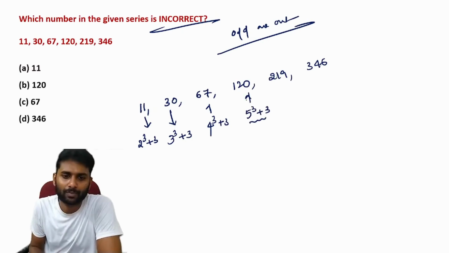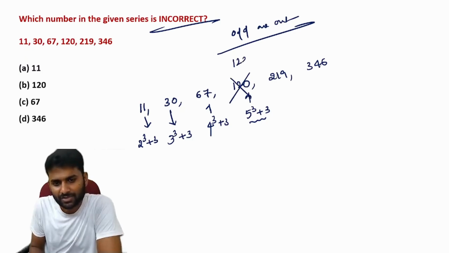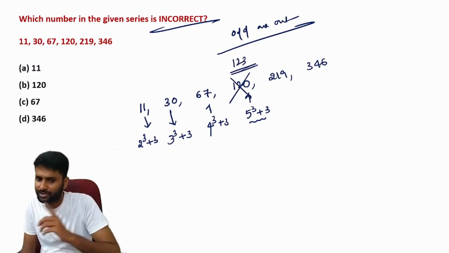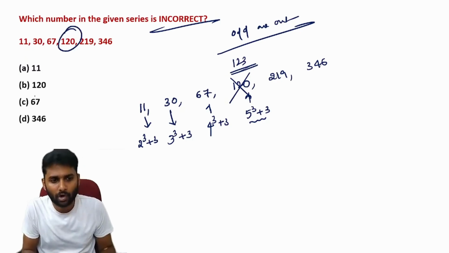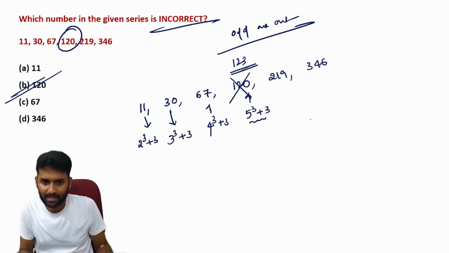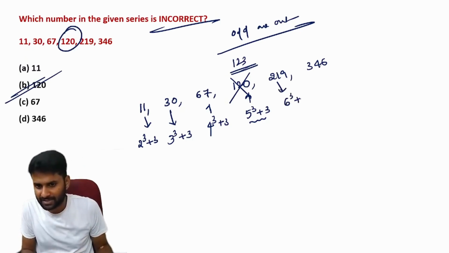If you go through that, 5 cube plus 3 is not 120. So instead of 120, it should be replaced with 123. That's why the wrong number among all the numbers is 120. See, this is 6 cube plus 3 and this is 7 cube plus 3.